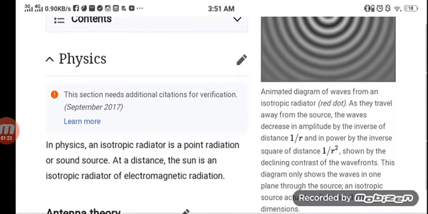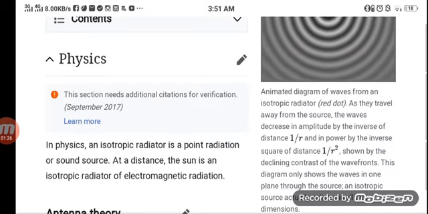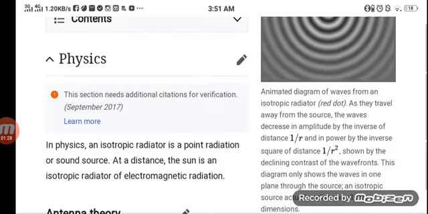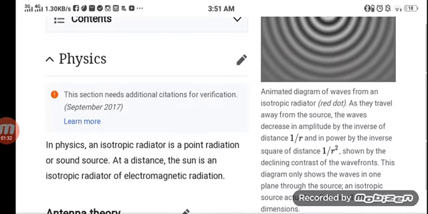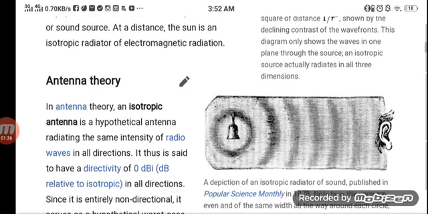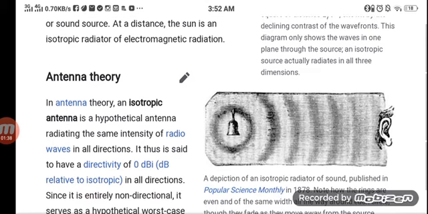In physics, an isotropic radiator is a point radiation or sound source at a distance. The sun is an isotropic radiator of electromagnetic radiation. Antenna theory. In antenna theory, an isotropic antenna is a hypothetical antenna radiating the same intensity of radio waves in all directions.